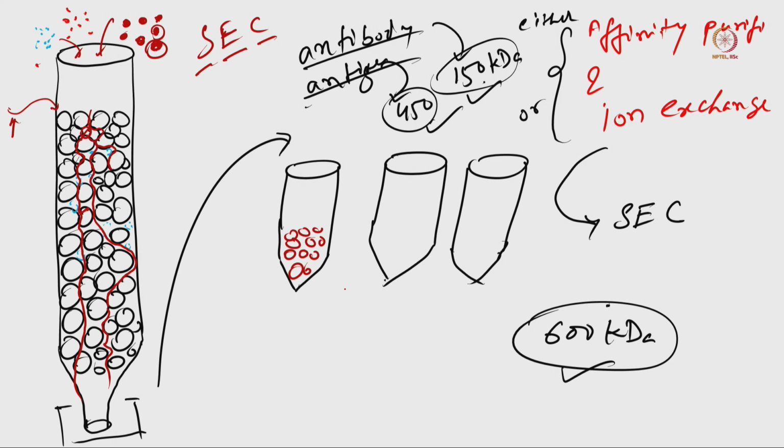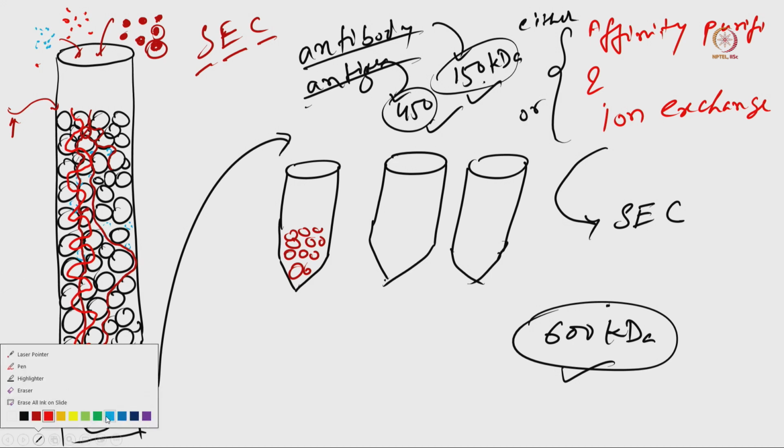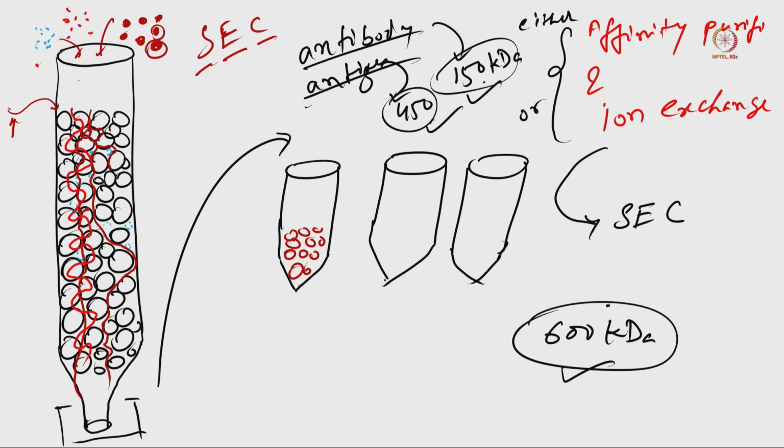When there is a smaller size, what will happen? They will go inside the bead size and their path length will increase. The smaller protein, something like that blue, will go more inside those beads, and then definitely the path length will be so big that it will elute at the later stage.